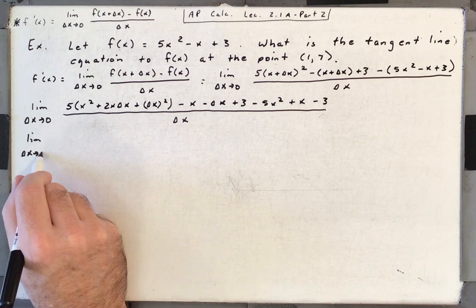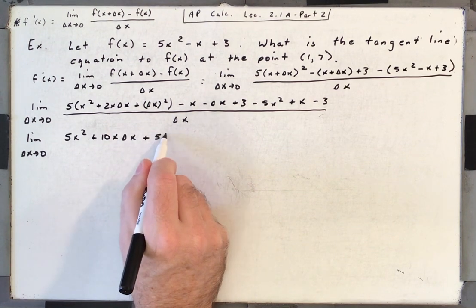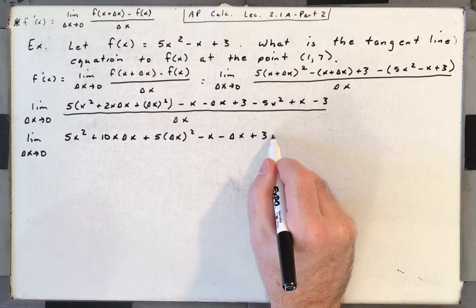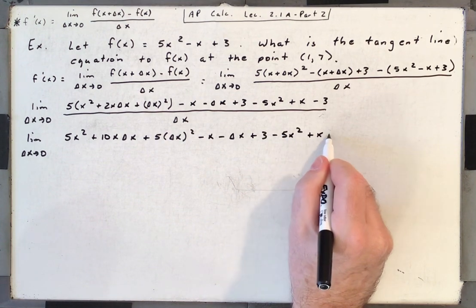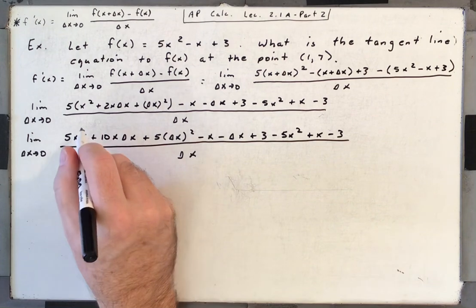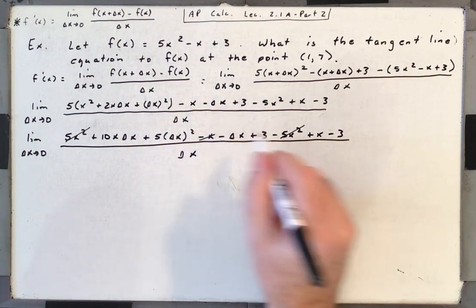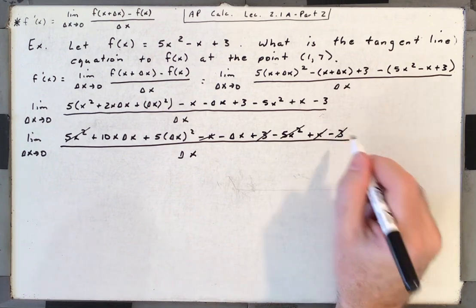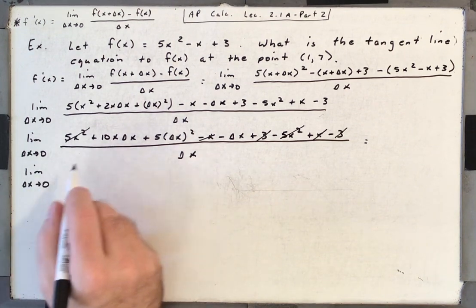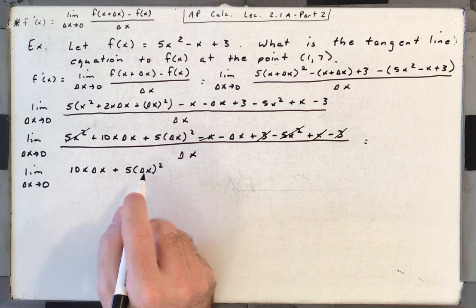So that's the limit as delta x approaches 0. Let's distribute the 5. 5x squared plus 10x delta x plus 5 times delta x all squared minus x minus delta x plus 3 minus 5x squared plus x minus 3, and a bunch of stuff is going to cancel out here over delta x. 5x squared cancels. Plus 5 minus 5. Negative x right here, positive x. Positive 3, negative 3. So we've got the limit as delta x approaches 0, and that's 10x delta x plus 5 times delta x all squared minus delta x.